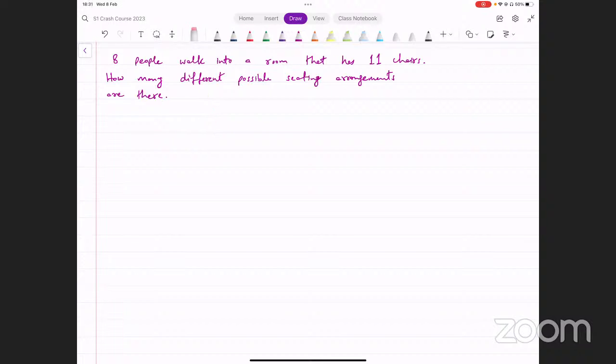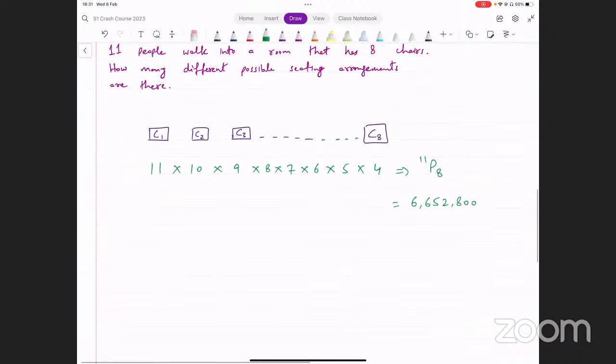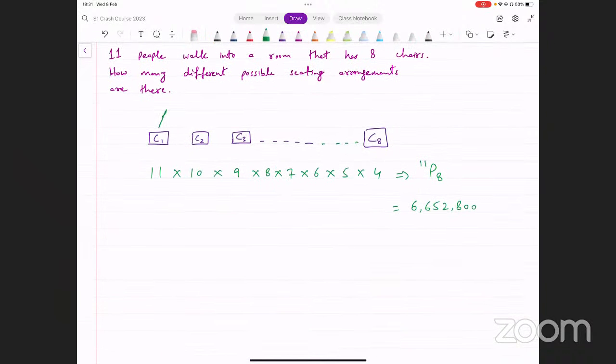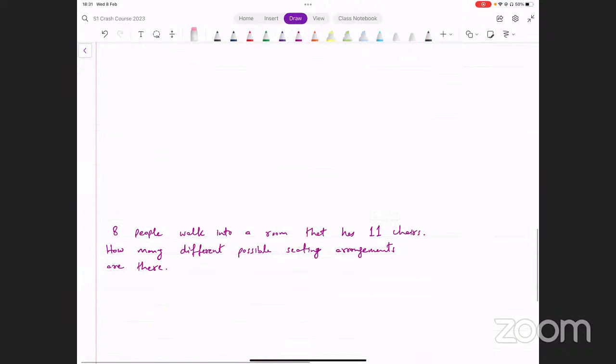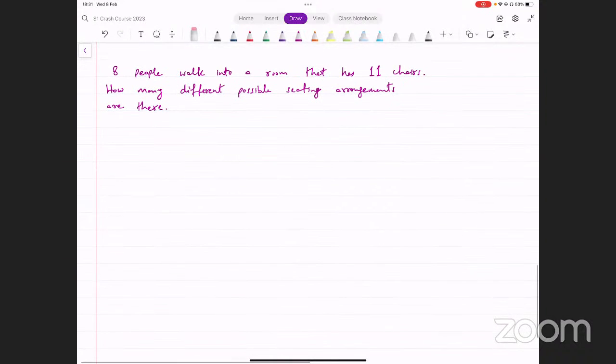So this is not going to work. So what do we do instead then? In the last example, we were thinking about chairs, like how many options you've got for the first chair, how many options for the second chair. But now, since the number of people is less, we can start thinking about the people instead. So let's say the first person comes. How many options does this first person have? There are 11 chairs available. This first person can be seated in 11 different ways. So for the first person, we've got 11 ways.